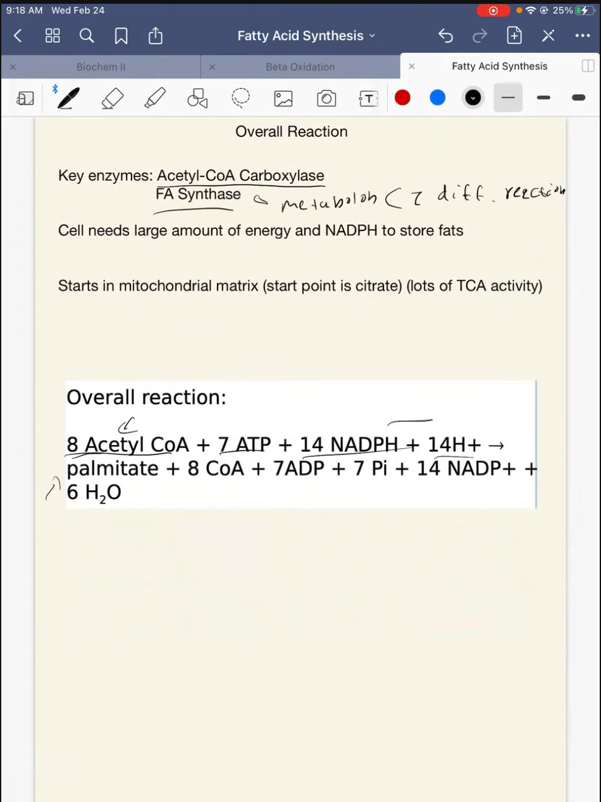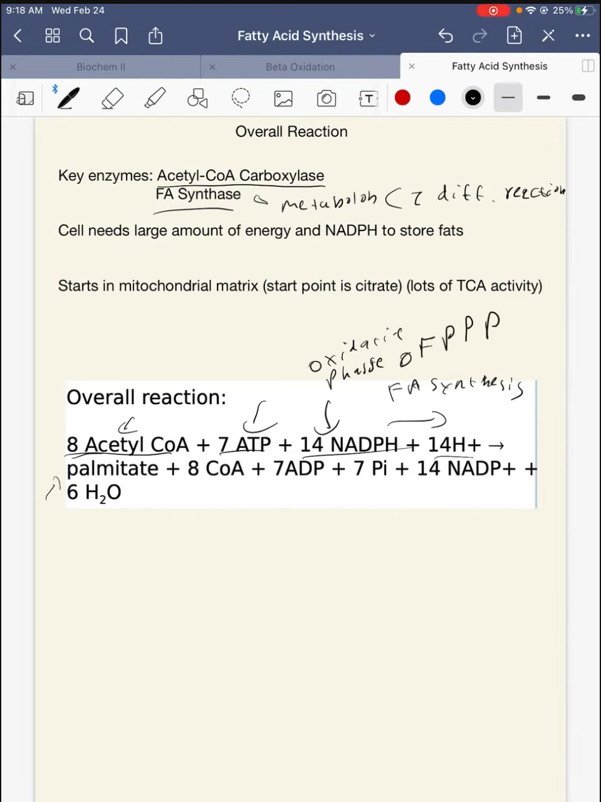So if we go this direction, we do fatty acid synthesis. And if we go the other direction, we'll do fatty acid degradation or beta oxidation. So we'll see that we require a lot of ATP and NADPH to run fatty acid synthesis. So this will come from the oxidative phase of the pentose phosphate pathway.